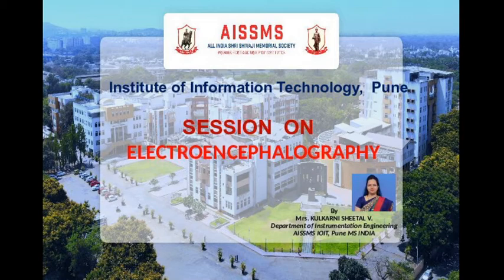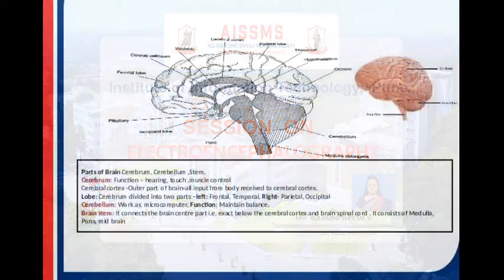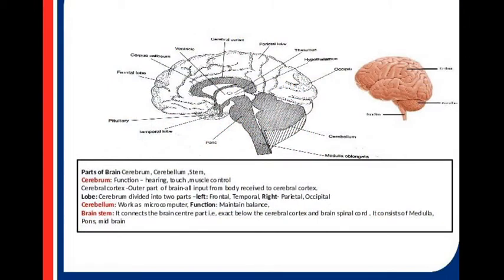My today's session is based on electroencephalography. The objective of this session is a quick revision of the concept of electroencephalography, also called the EEG system. Electroencephalography is used to measure the electrical activity of the brain. Before going to the instrumentation part, we are going to discuss the anatomy of the brain.